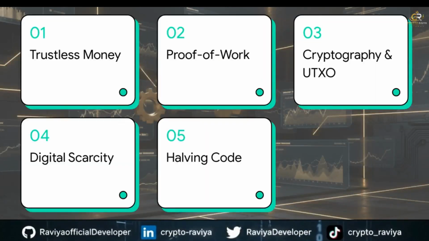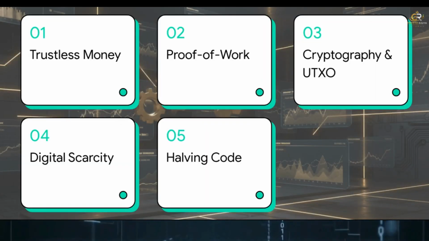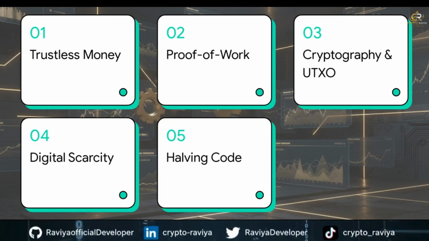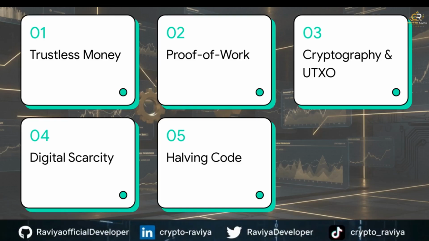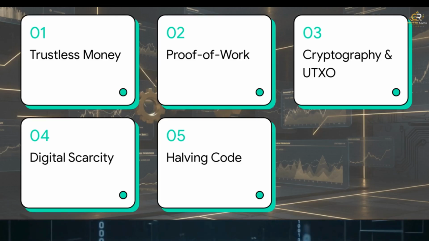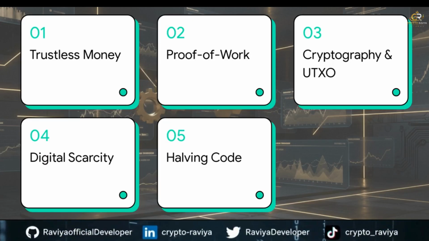To really grasp how this network solves that, we're going to break this down into 5 parts. We'll start with the trustless money revolution, move into proof of work and mining, then explore cryptography and the UTXO model, dive into absolute digital scarcity, and finally, we'll actually simulate the halving code ourselves.